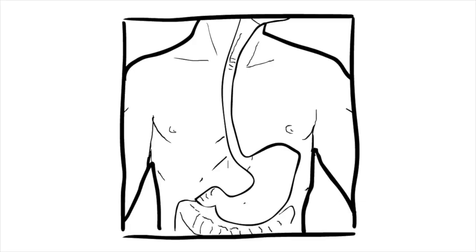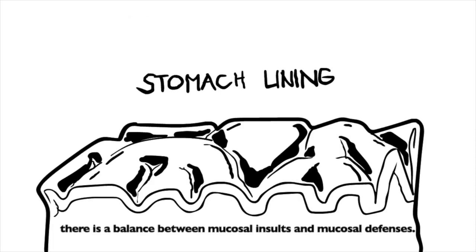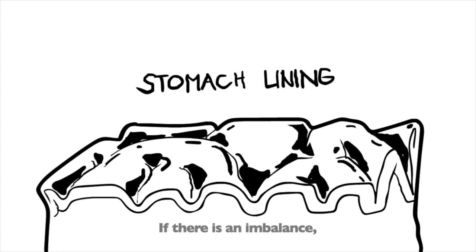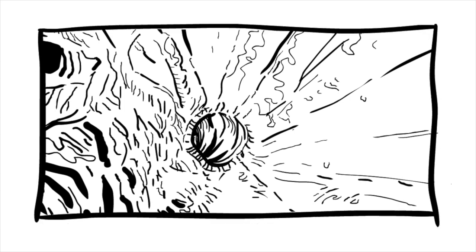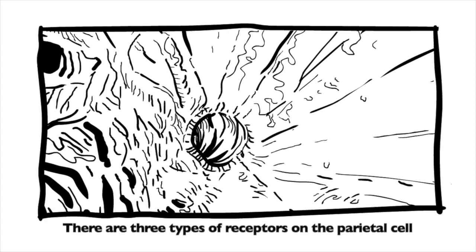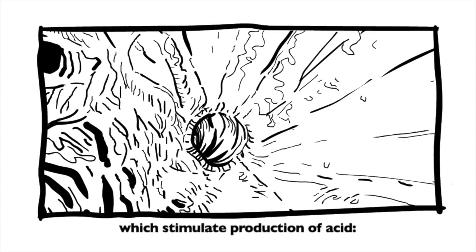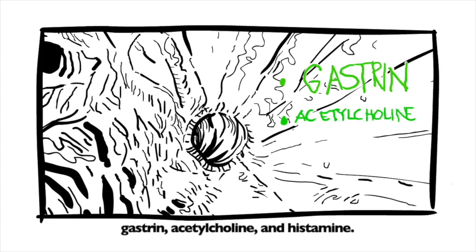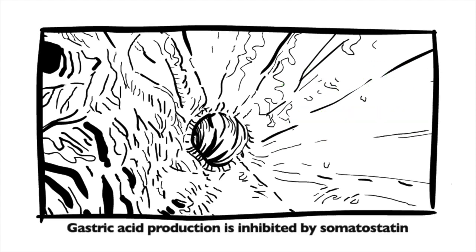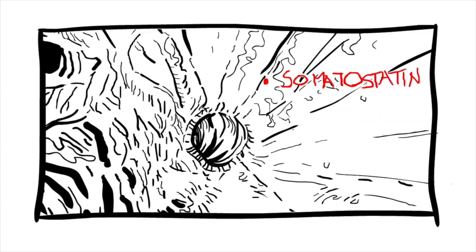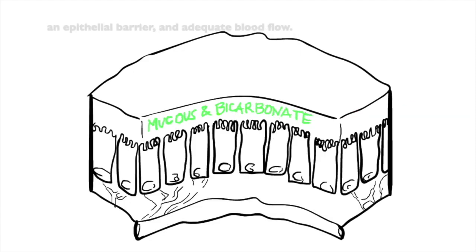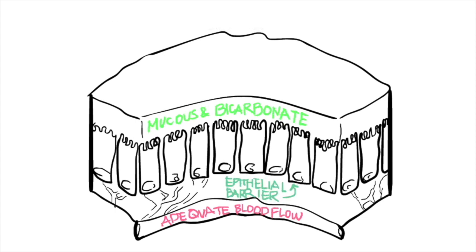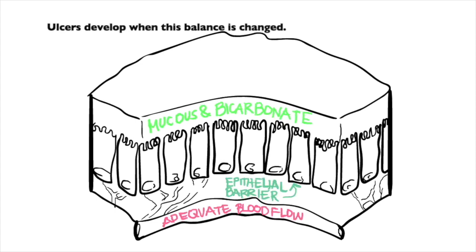Pathophysiology. In the upper gastrointestinal tract, there is a balance between mucosal insults and mucosal defenses. If there is an imbalance, an ulcer can form. Gastric acid is made by parietal cells in the stomach. There are 3 types of receptors on the parietal cell which stimulate production of acid: gastrin, acetylcholine, and histamine. Gastric acid production is inhibited by somatostatin and prostaglandins. Defenses include a mucus and bicarbonate layer, an epithelial barrier, and adequate blood flow. Ulcers develop when this balance is changed.